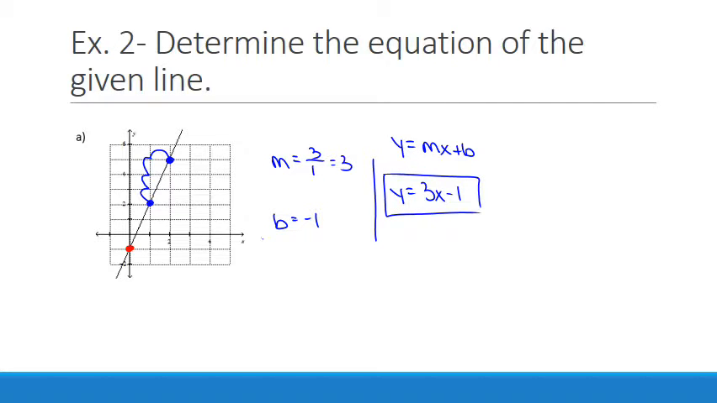So if you have a picture of the line, it's quite easy to determine or express the equation in slope-intercept form. You can highlight the points and find the slope from the points, and then you can just look to see where the graph line crosses the y-axis.